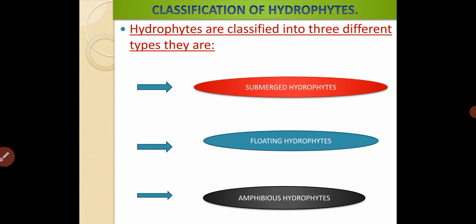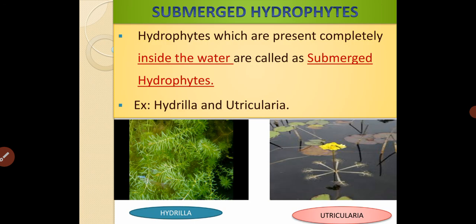Classification of hydrophytes. Hydrophytes are classified into three different types. They are submerged hydrophytes, floating hydrophytes and amphibious hydrophytes. Submerged hydrophytes: hydrophytes which are present completely inside the water are called submerged hydrophytes. Example, Hydrilla and Utricularia.